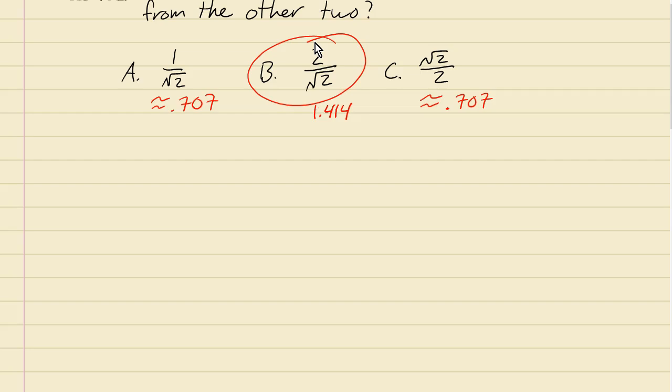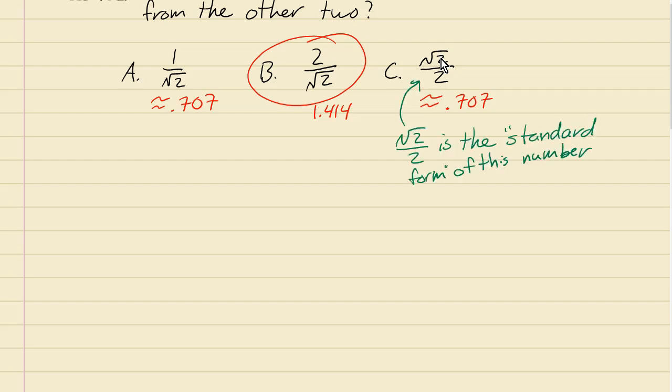So it would be nice if there were kind of a standard way of writing these things. So when somebody has something like 1 over root 2 and somebody else writes root 2 over 2, even though they mean the same number, which one is right? I mean, they're both right, but which one is the more common way of writing it? And the answer is C. So root 2 over 2 is the standard form of this number.